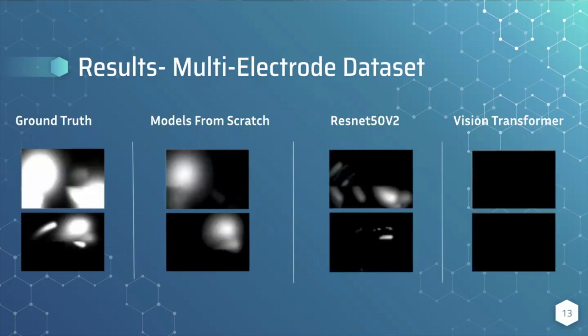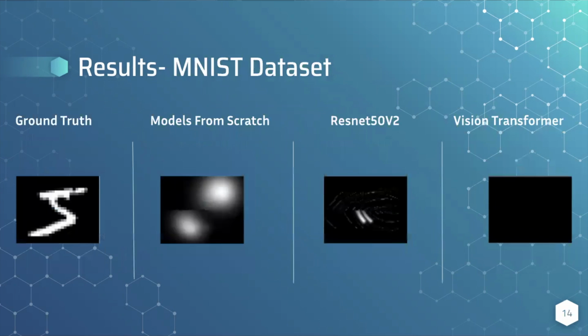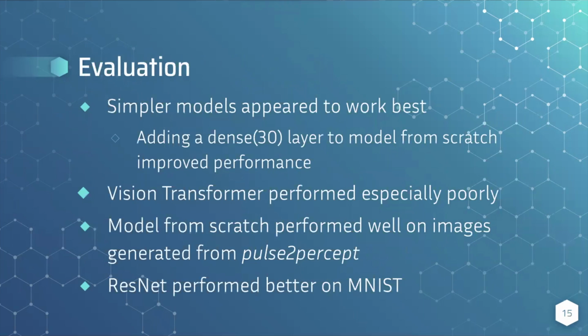For multi-electrode, the models from scratch seem to outperform the other architectures. ResNet seems promising in that it can get position and streakness accurately. This could potentially be useful for predictions of shapes or letters since they would have more of a streak-like appearance. In order to test our theory, we used the MNIST dataset to see if we could get an accurate representation of the letter S. Based on our results, we would have to do further training as our network was trained on circular-like percepts. So overall, we found that the simpler models appeared to work the best.